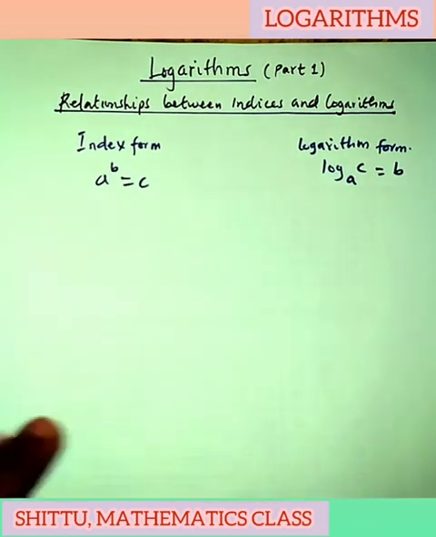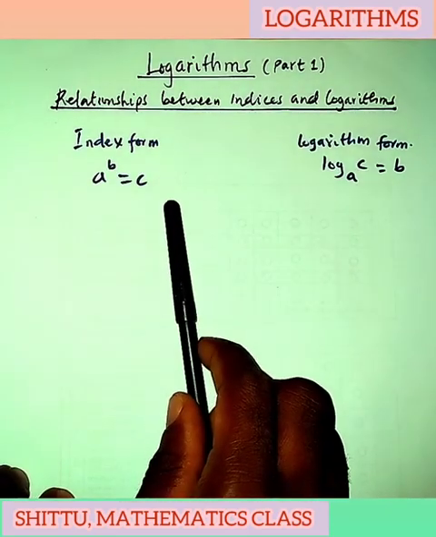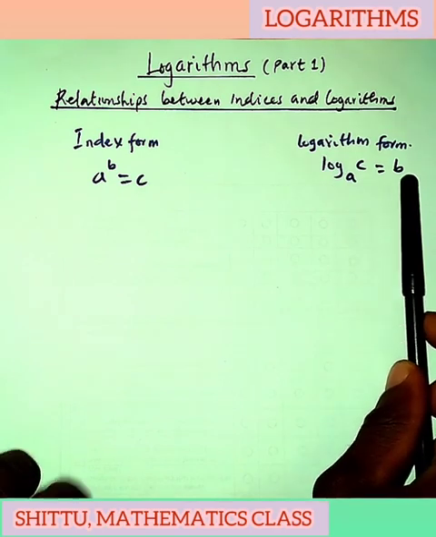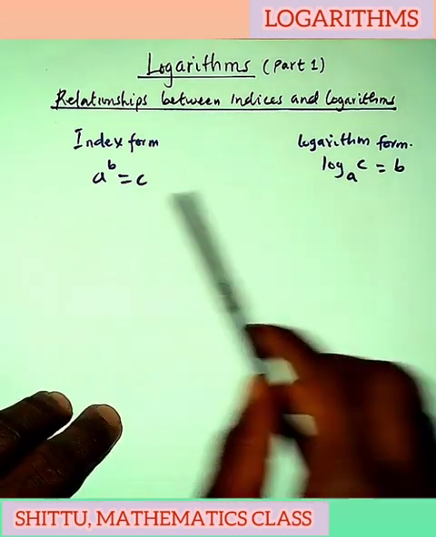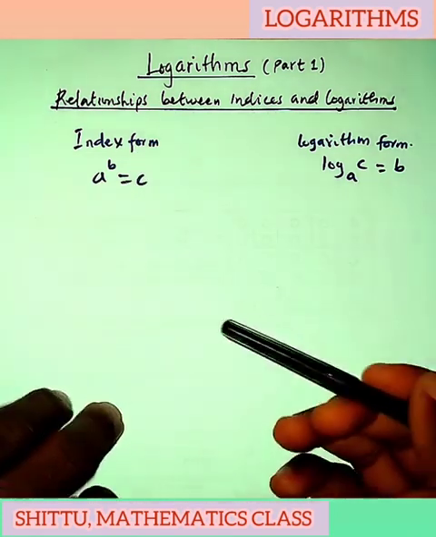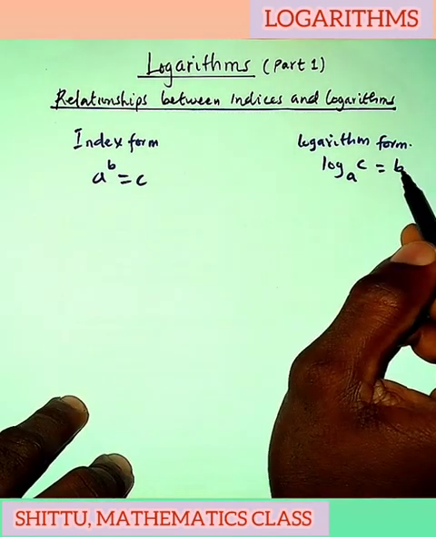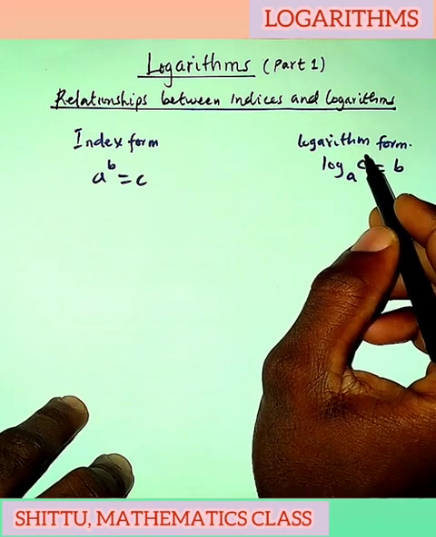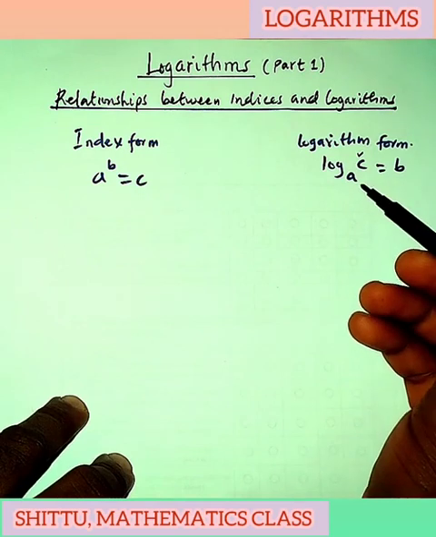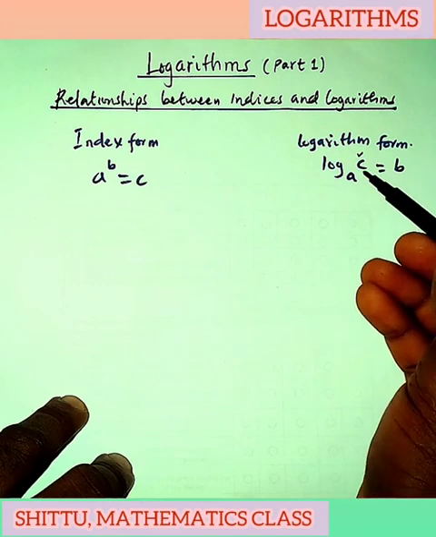This is what is actually in index form: a to power b equals c, and we have log c with respect to a equals b. What I want you to understand from these two forms is this. The logarithm of this number c is the power or index to which a will be raised to give c.